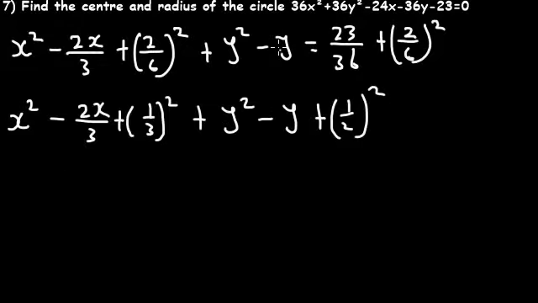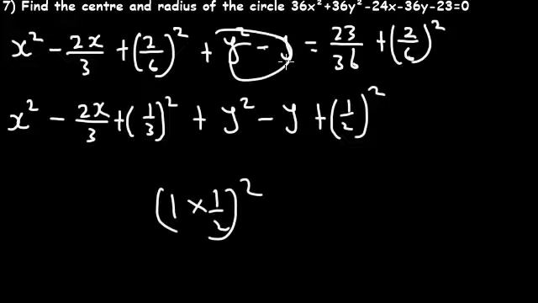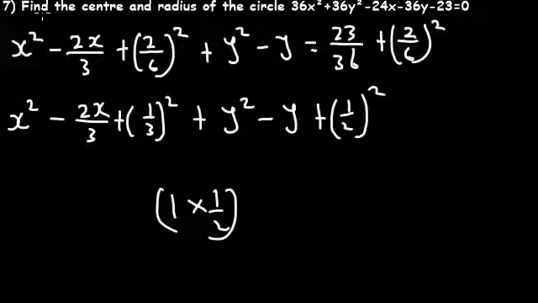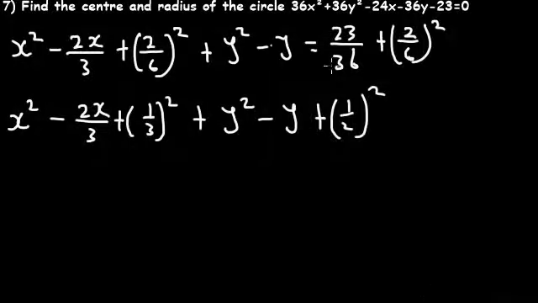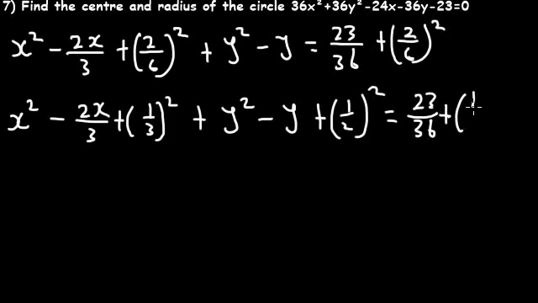I think I showed that earlier. The coefficient of y is 1, and to make the perfect square, you multiply by half and square your result. Then you add it to the other side. So this is equal to 23 over 36 plus 1 over 3 squared plus 1 over 2 squared.